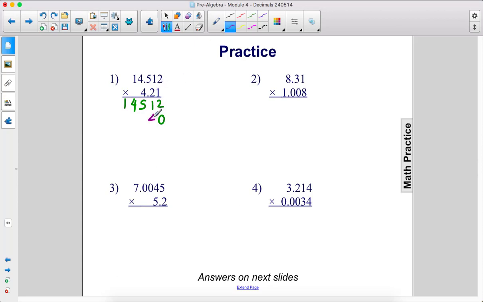2 times 2 is 4. 2 times 1 is 2. 2 times 5 is 10. Carry the 1. 2 times 4 is 8 plus 1 is 9. 2 times 1, 2. All right, we'll put 2 zeros.